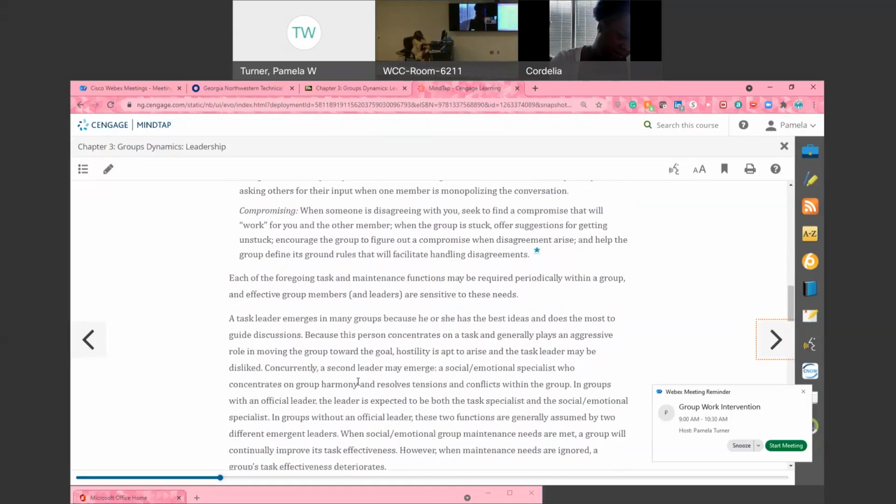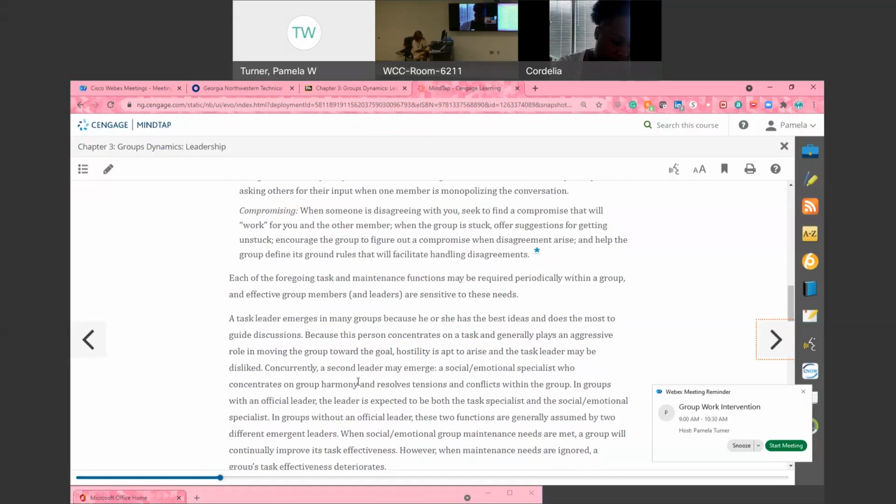Okay. So a task leader emerges in many groups because he or she has the best ideas and does the most to guide discussions. Because this person concentrates on a task and generally plays an aggressive role in moving the group toward their goal, and a task group really, that's their genius, to get toward the goal. What is our plan?